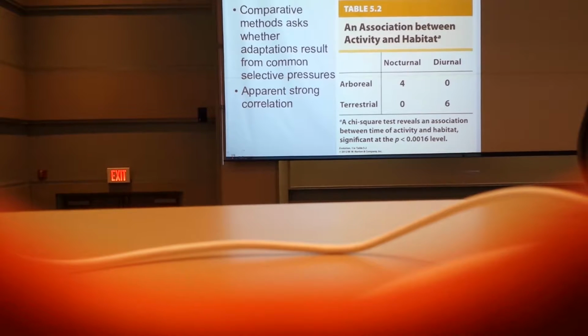You think that arboreal species are able to be diurnal? Or is it just something that can't happen? Do you think there's a slight pattern here? Yeah. Okay.